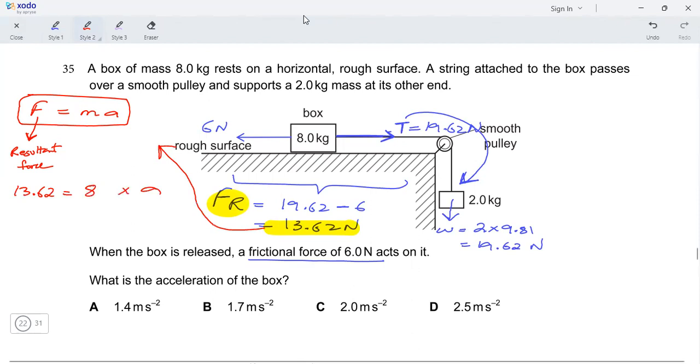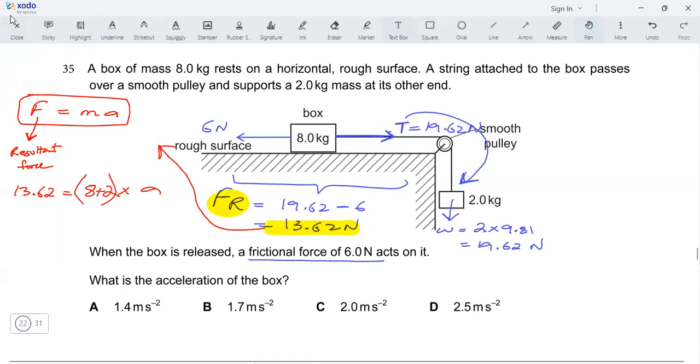multiplied by the acceleration. Okay, but we are missing one thing over here. The mass is not just 8 kilograms, it's 8 plus 2. Because we are applying this equation of motion to the entire system basically, so the combined masses should be considered. The mass of the big box and the mass of the small box. And now let's solve this equation and you should get your answer.